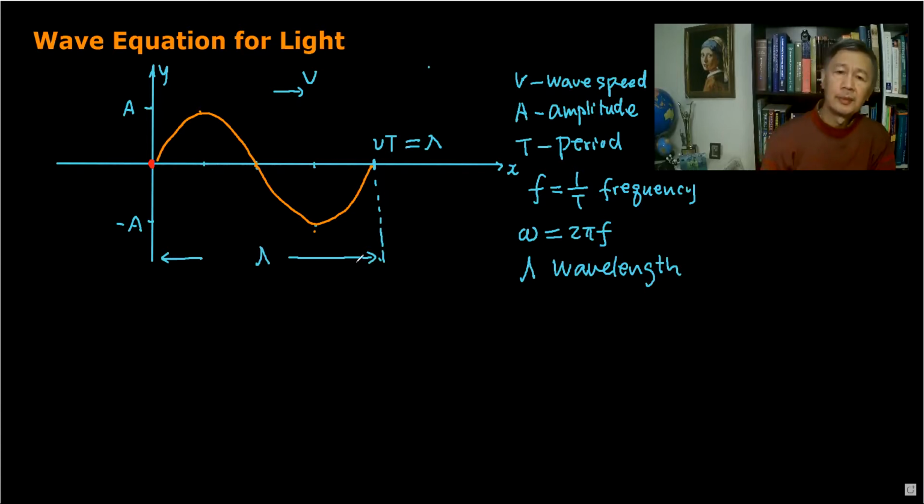Okay. Now, mathematically, how do we describe this curve? Well, we can immediately come up with this formula. So y as a function of x and the time t. But at this moment, can we call this moment t equal to 0? Okay, this is t equal to 0.